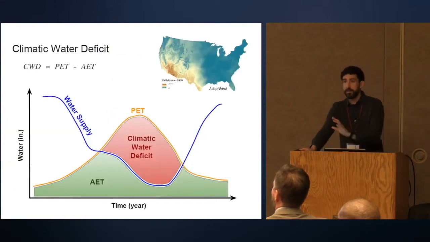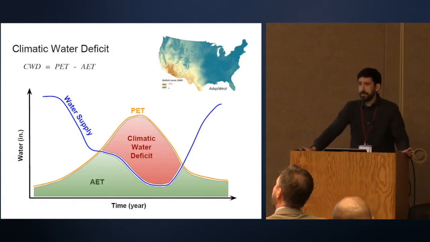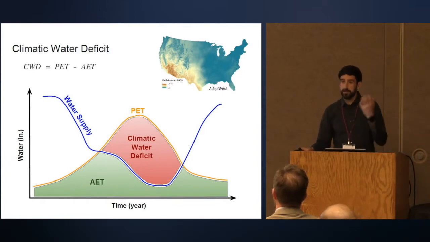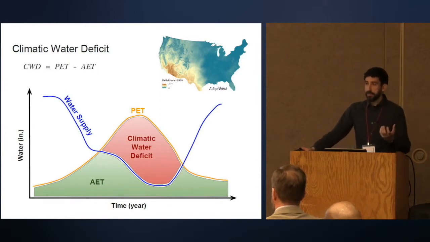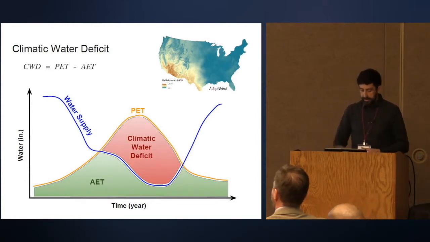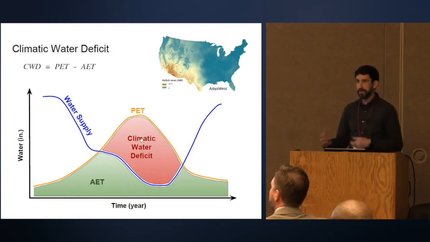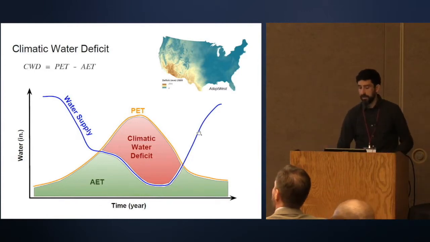Okay, so now this climatic water deficit. Again, you can think about this as sort of a metric of drought, but essentially it's very simple. It's just the difference between the potential evapotranspiration, so this is the energy in the atmosphere to evapotranspire, and then the actual evapotranspiration, which is driven by the water supply. And so it's just this difference between the two. This is essentially the extent of the water limitation, and it's more or less a measure of drought.